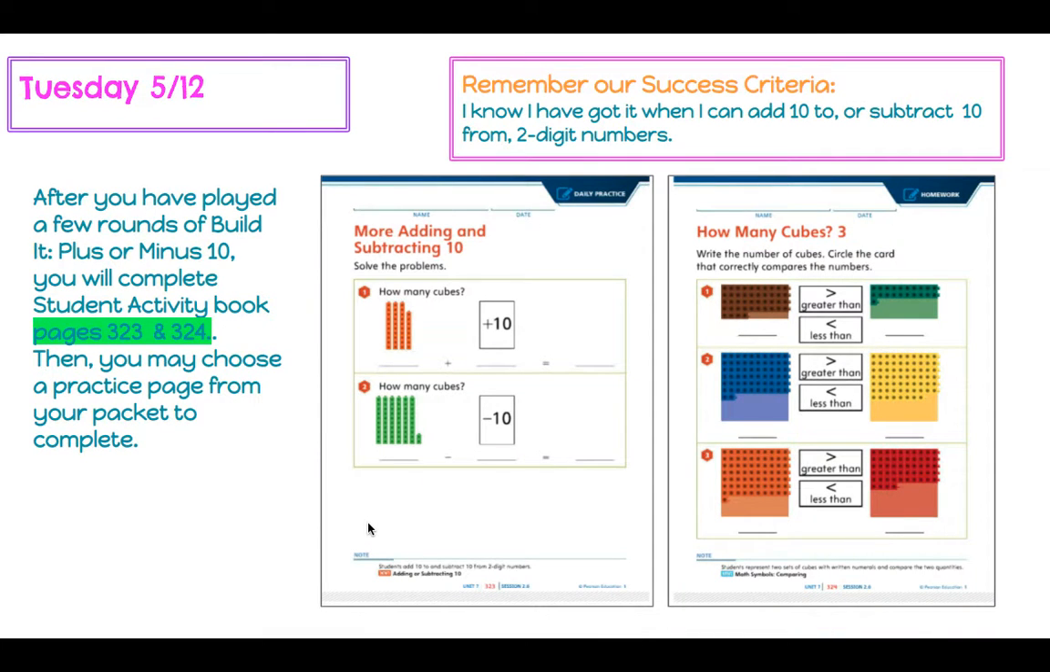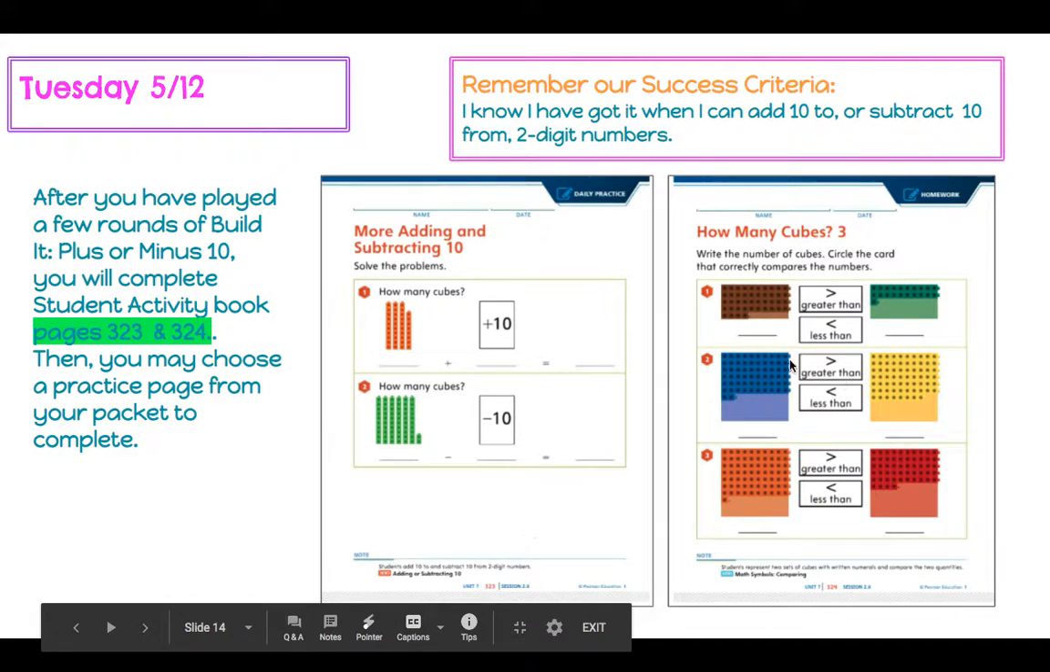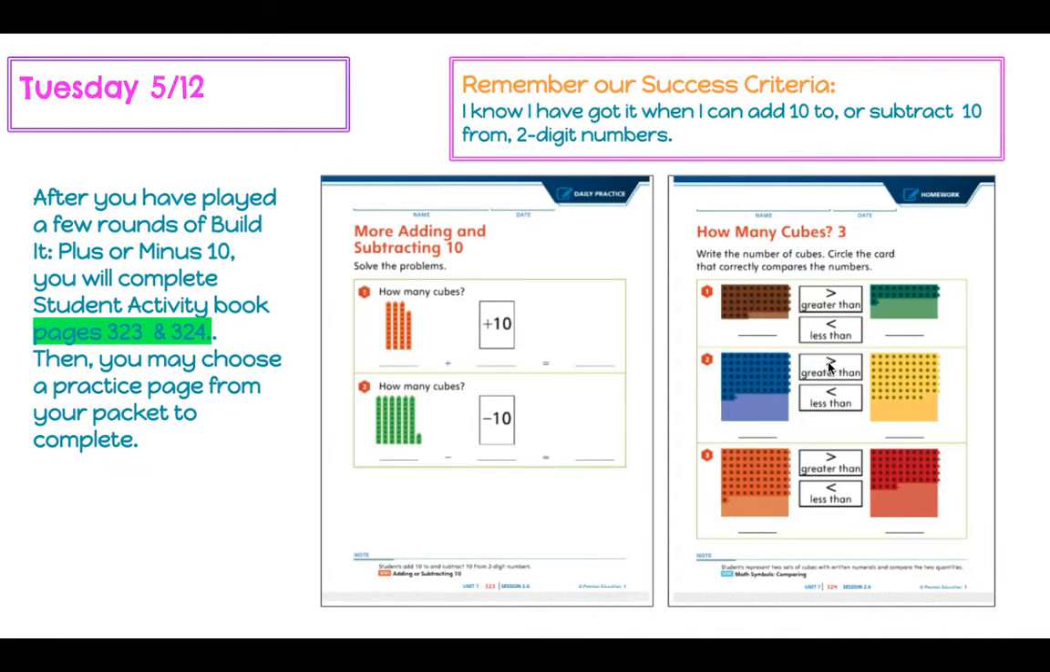All right, after you guys have played Build It plus or minus 10 with those cards, I want you guys to complete your student activity book pages right here and right here. Oh, more greater than and less than. I'm sure they're going to start trying to trick you on that, so really pay attention to the digits, the tens and the ones. And then you guys could choose a practice page from your packet to work on too if you want.